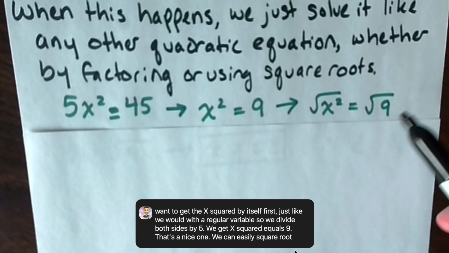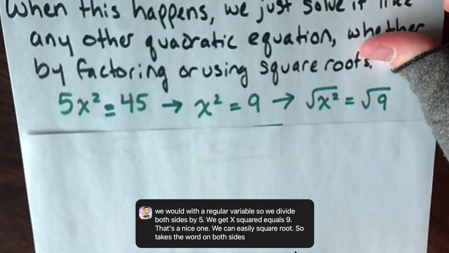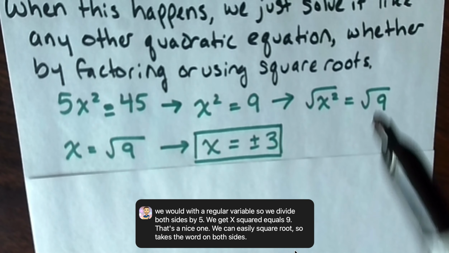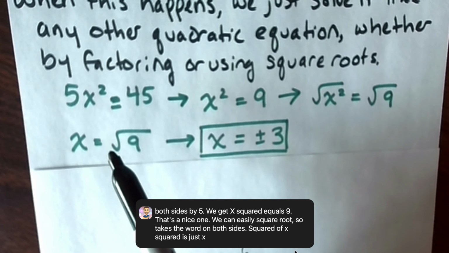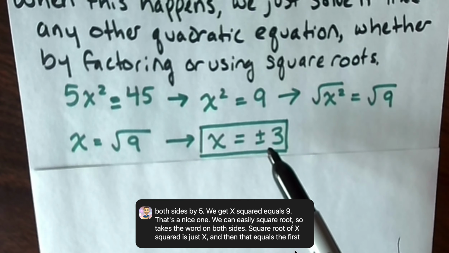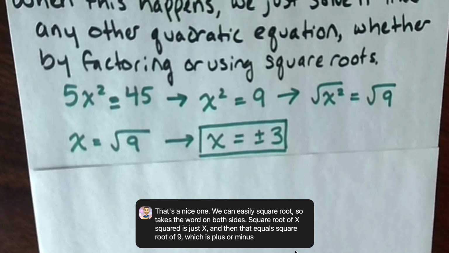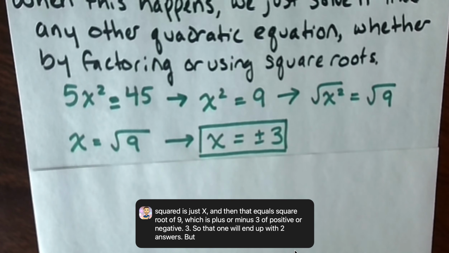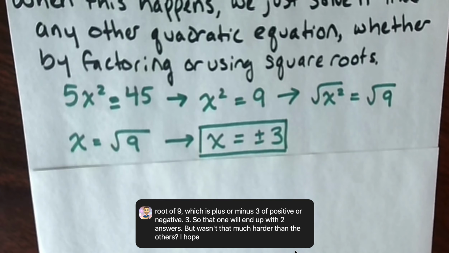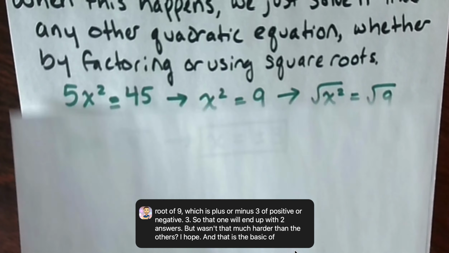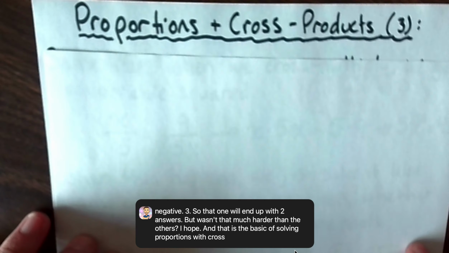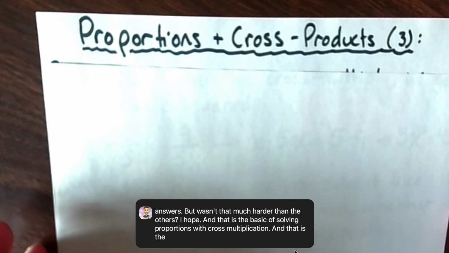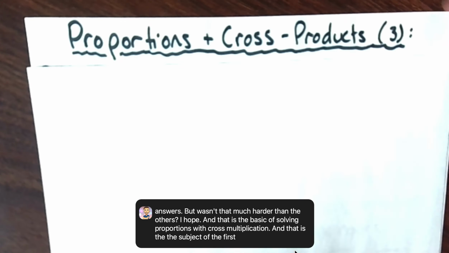So take the square root on both sides. The square root of x squared is just x, and that equals the square root of 9, which is plus or minus 3. So that one will end up with 2 answers, but wasn't that much harder than the others, I hope. And that is the basics of solving proportions with cross multiplication, and that is the subject of the first Delta Math practice that we're going to work on.